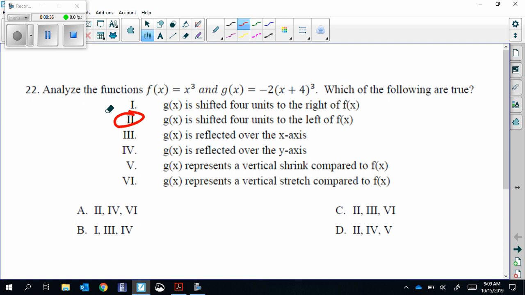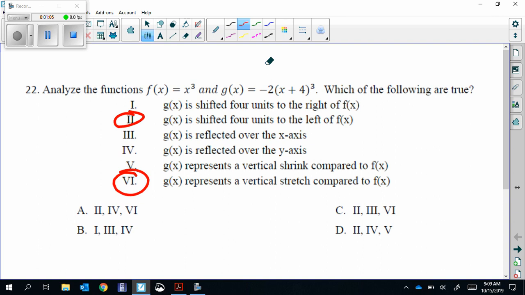The -2 tells you two things. The negative says that it's a reflection. The 2 that's out in front is a stretch. It's a vertical stretch because it's a number larger than 1. Negative is a reflection, and since it's out in front, it's not on the x, it's out in front. That's an up and down. It's a vertical reflection, up and down reflection.